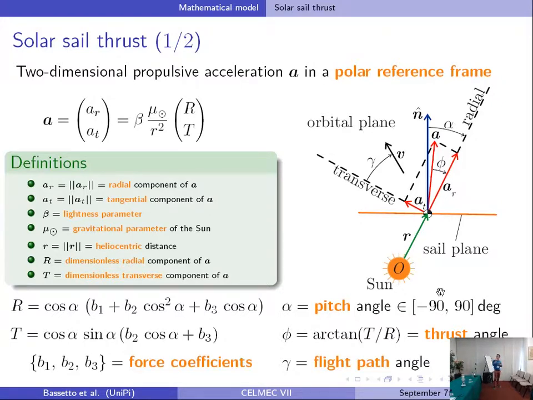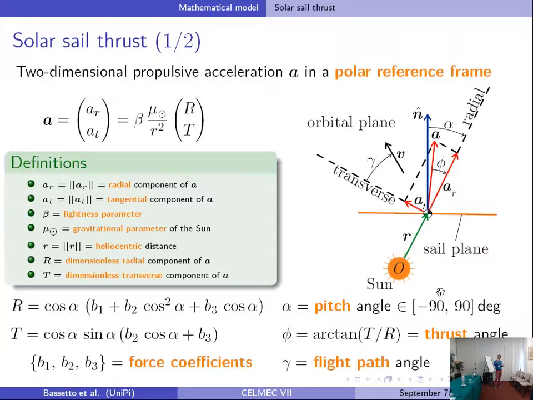Then R and T are two dimensionless quantities that represent the radial and transverse components of a, respectively. Here you can see that R and T are functions of an angle, alpha, which is the pitch angle, and is defined as the angle between the local radial direction in an orbital reference frame and the normal to the sail plane.